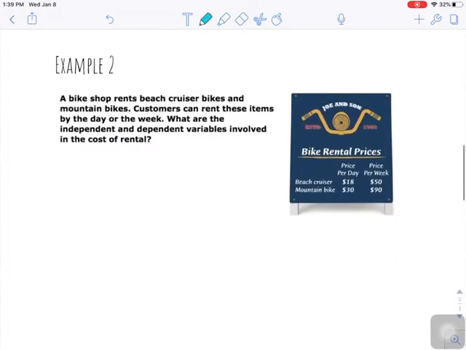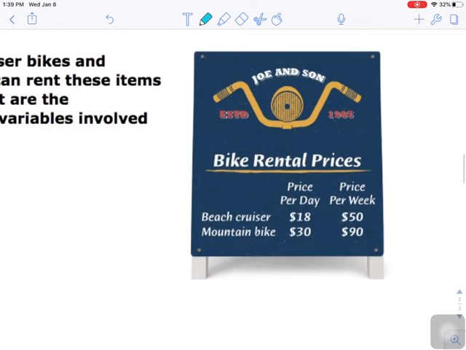Let's try another one. Example 2. A bike shop rents beach cruiser bikes and mountain bikes. Customers can rent these items by the day or the week. What are the independent and dependent variables involved in the cost of rental? So the first thing we want to do is identify the variables involved. So let's think about this. We have beach cruiser, mountain bike, and we have the price per day and the price per week. So we have a few different variables here.